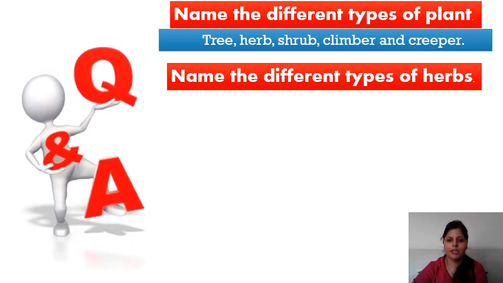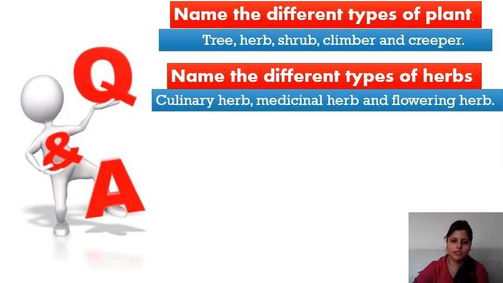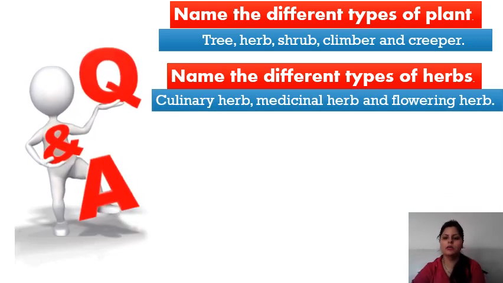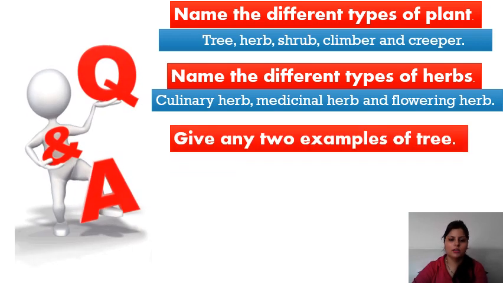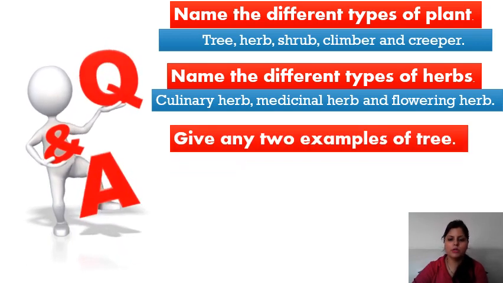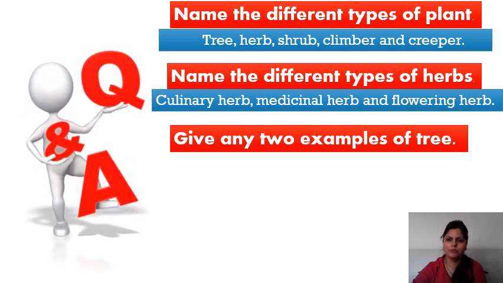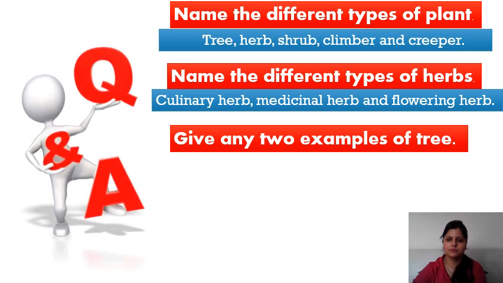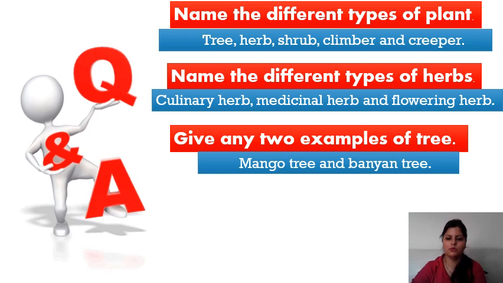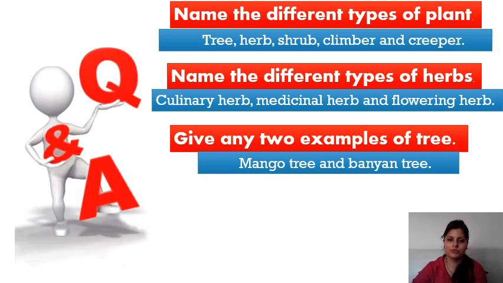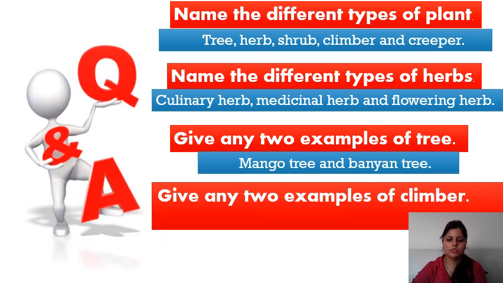Name the different types of herbs. Culinary herb, medicinal herb and flowering herb. Very good. Give any 2 examples of trees. You can give any example from your side. Try at least. See, I have given 2 examples, mango tree and banyan tree. Very good. Now let us see the next one.